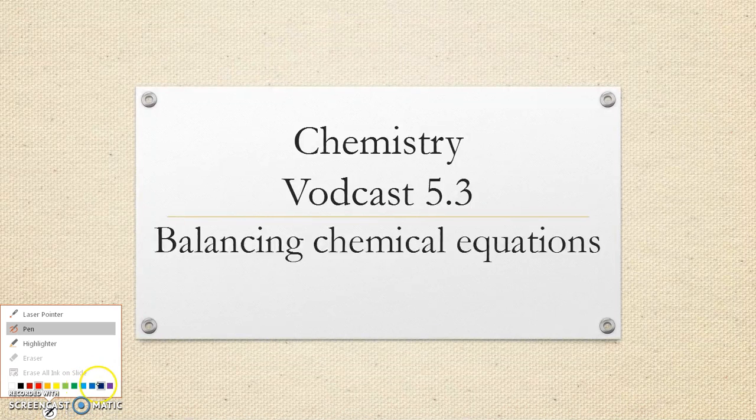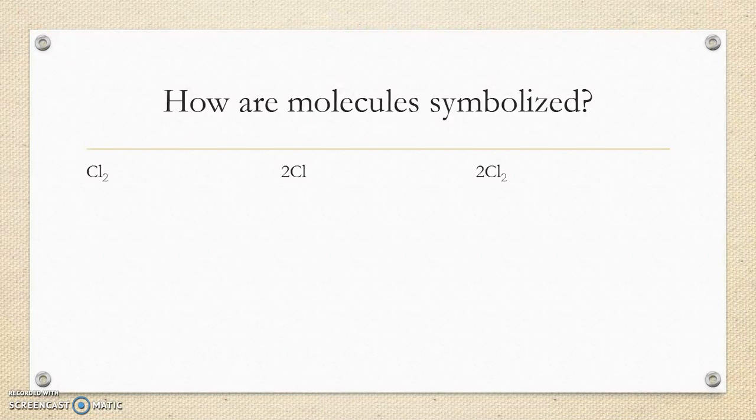I know, so silly. Okay, we're going to talk about balancing chemical equations, because you've got to balance an equation in order to use it. All right, so how do we symbolize molecules? Well, if we had chlorine gas, we would say that it's two chlorine atoms attached to each other, right? This would be a Cl and this would be a Cl. They would be attached to each other because they would be sharing those, going back to Lewis structures.